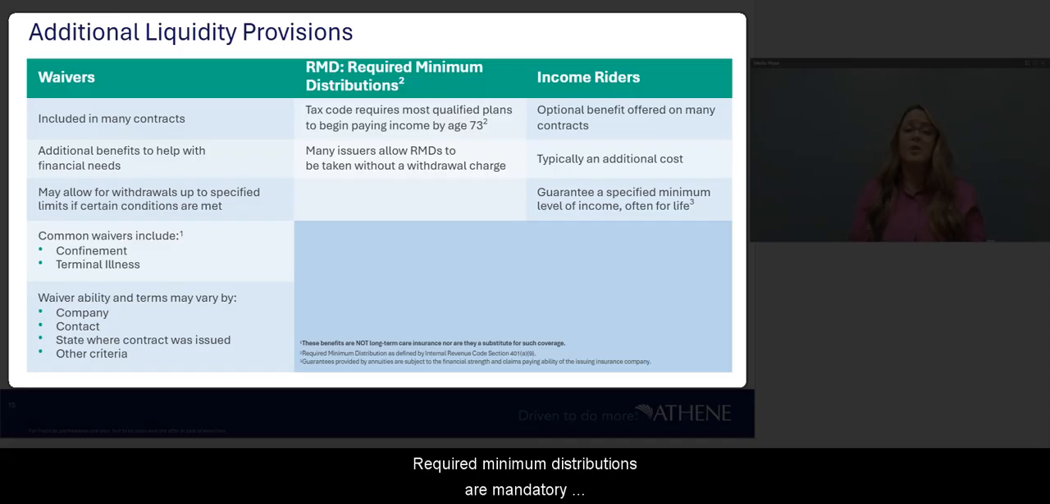Required minimum distributions are mandatory, minimal annual withdrawals that must be taken from certain tax-advantaged retirement accounts once the client reaches a specific age. Be sure to see if the annuity you're looking at for your client has provisions for RMDs that will not negatively impact your client.